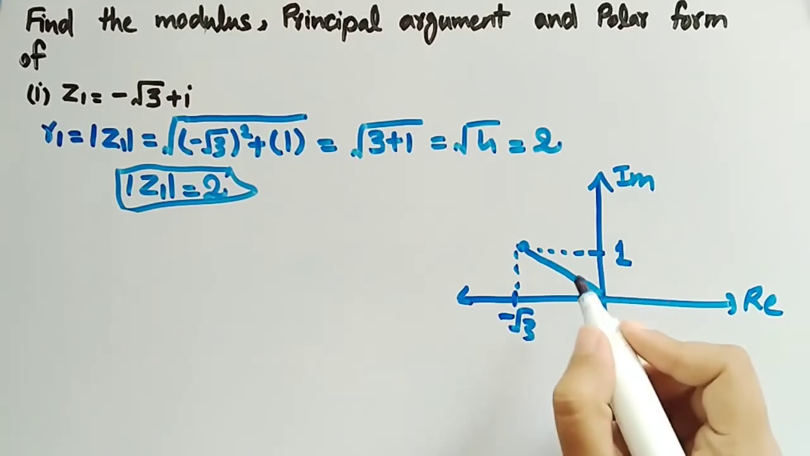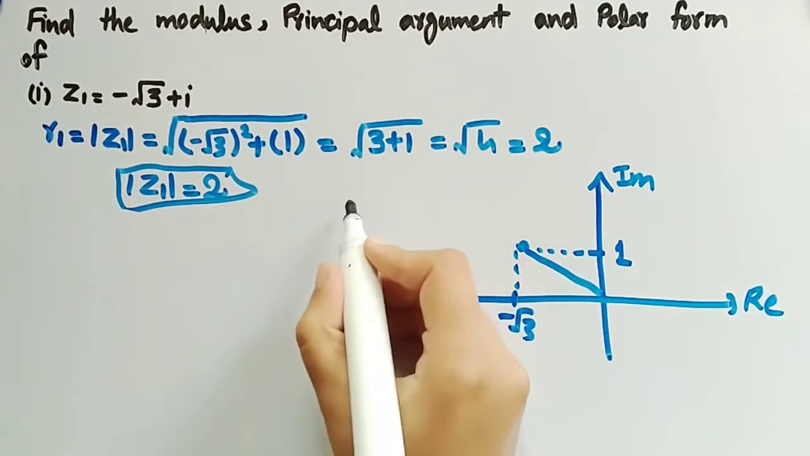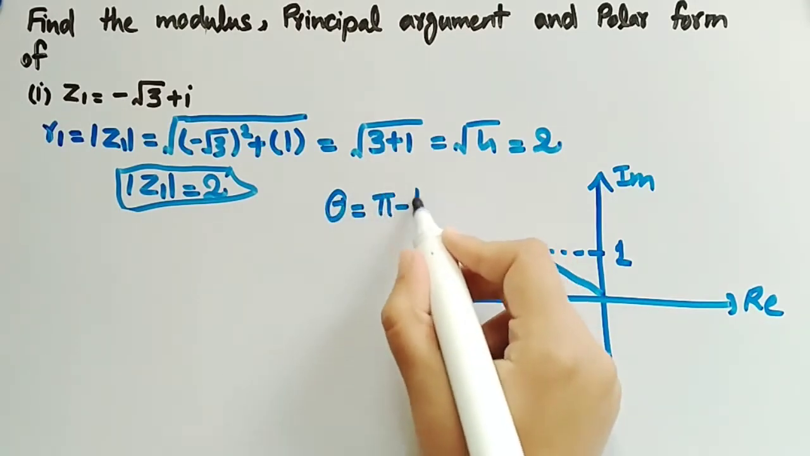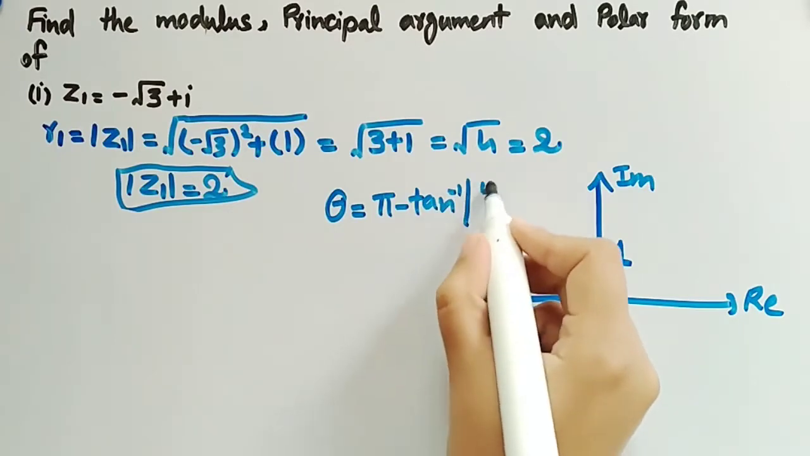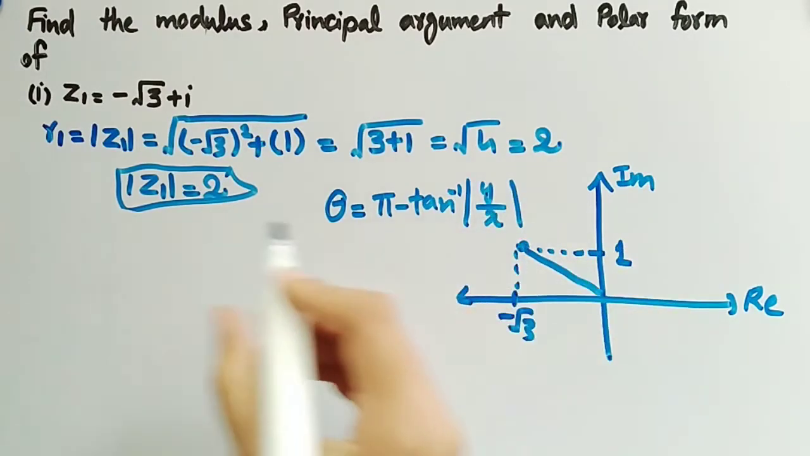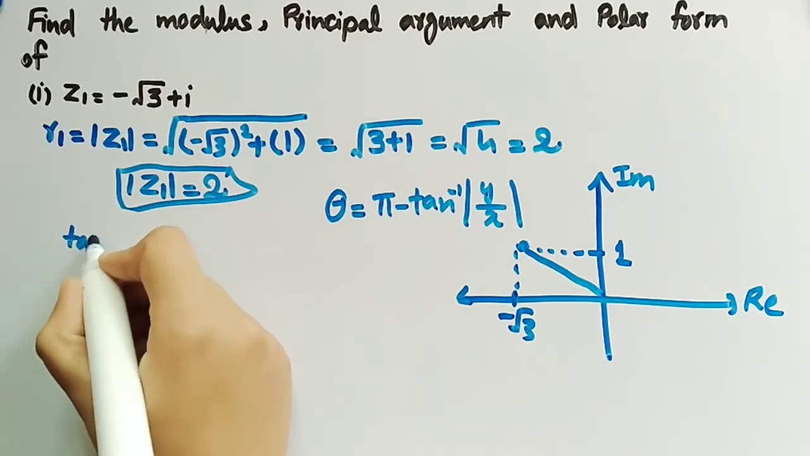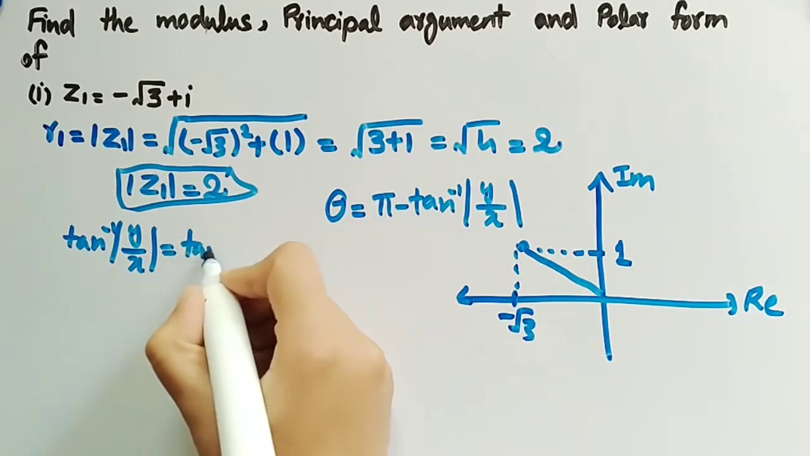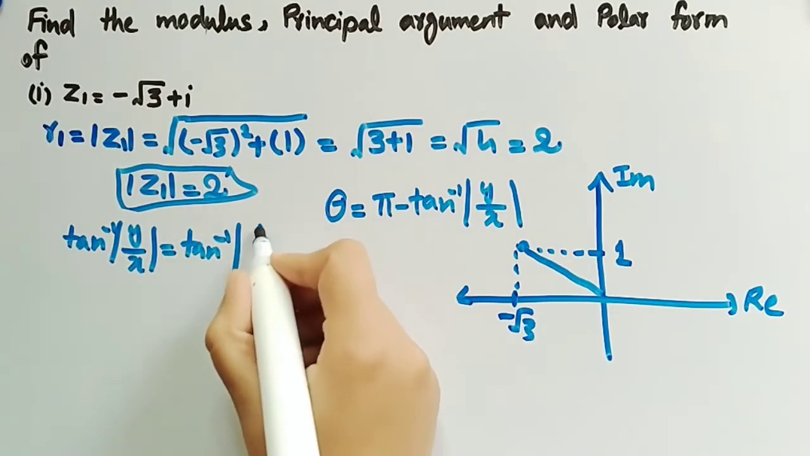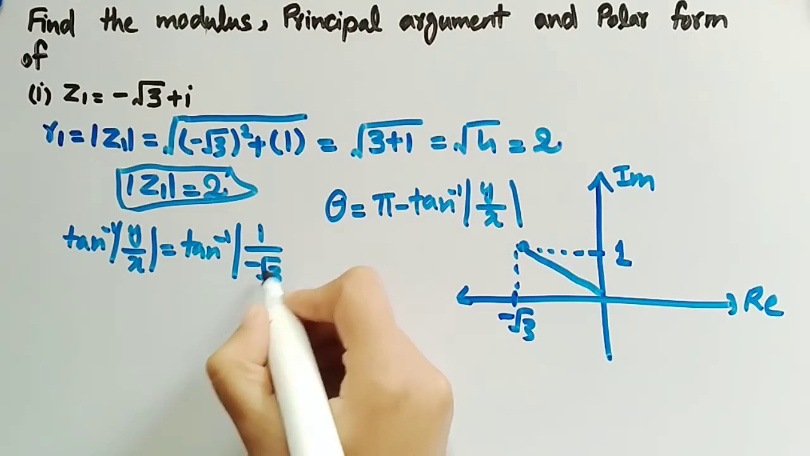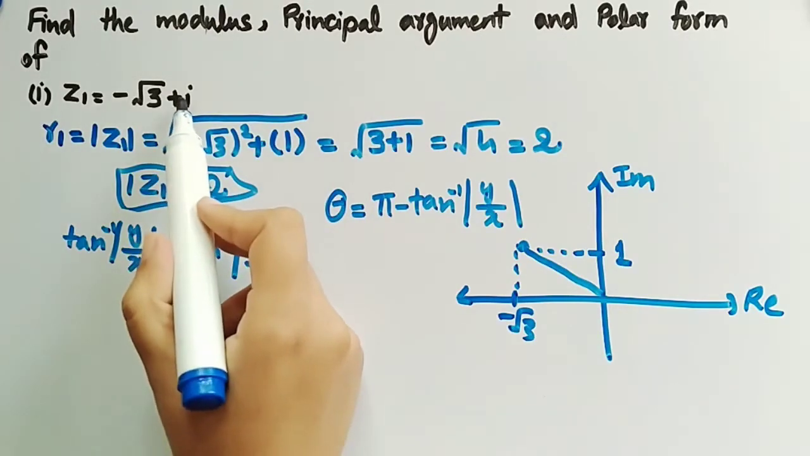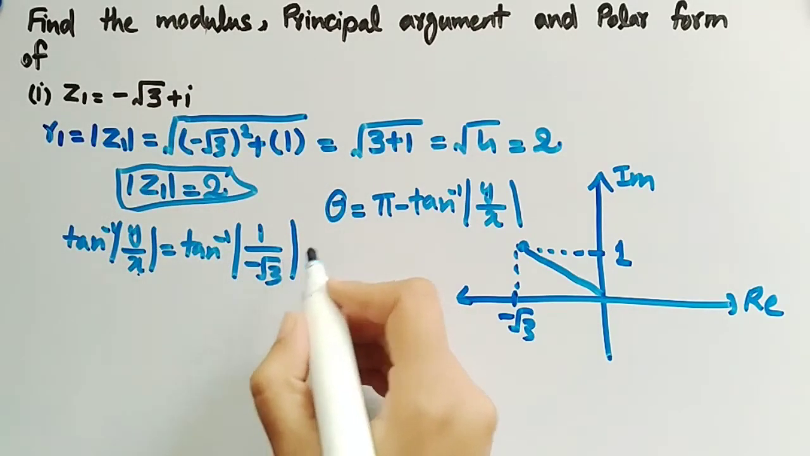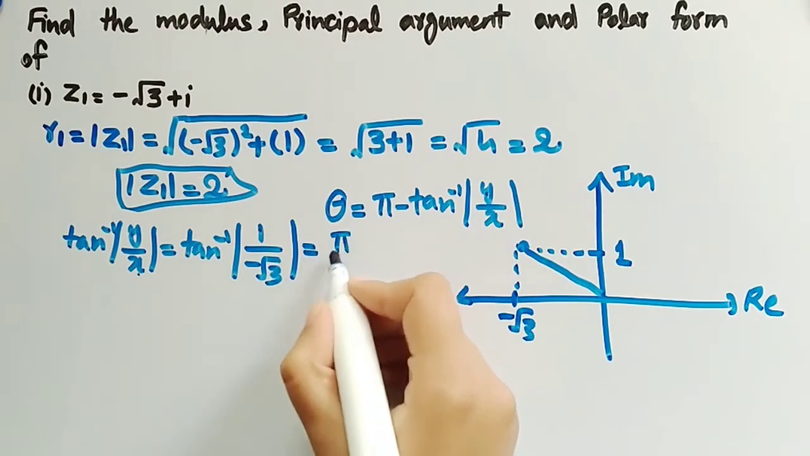If a complex number is in second quadrant, then its principal argument which is equal to theta is equal to pi minus tangent inverse y by x. Now we will find the value of tangent inverse y by x which is equal to tangent inverse 1 by minus square root 3. Since y is the imaginary part of the complex number and x is the real part of the complex number, so we can write it as this, and it is equal to pi by 6.